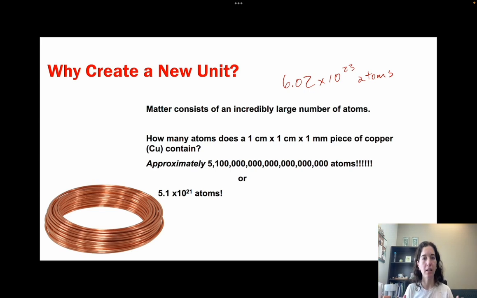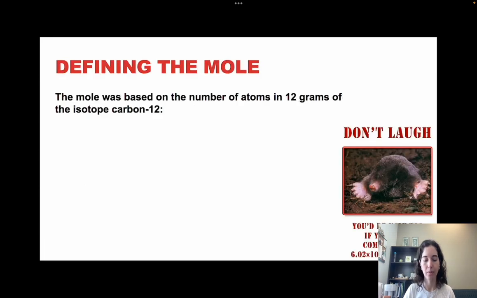So if we take a look at what this actually represents, if you think about a piece of copper that's 1 centimeter by 1 centimeter by 1 millimeter, a centimeter is about this big and a centimeter is about that big. So we're looking at a tiny, tiny little piece of copper. It's so small that you almost can't even see me showing you how small it is. And that piece of copper approximately contains 5.1 times 10 to the 21 atoms, which is a huge, huge number. So we need a way to quantify these easier.